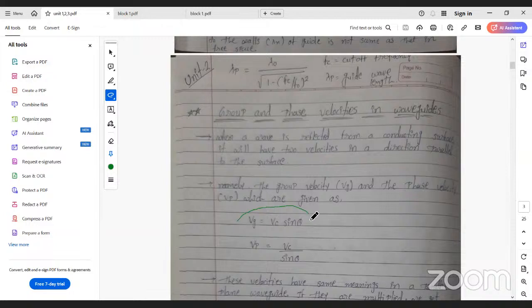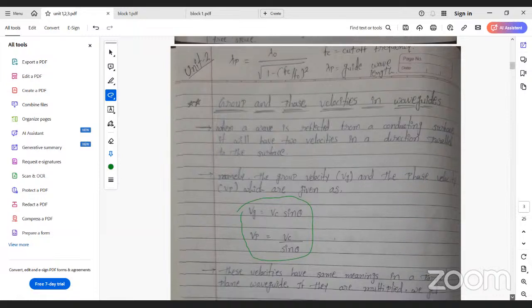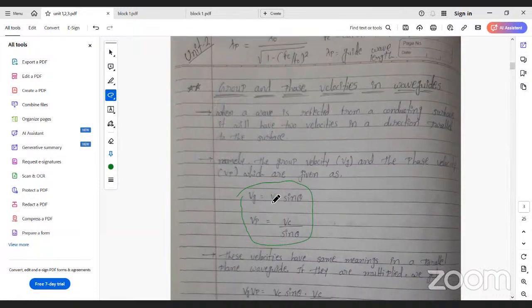And next, what is the formula of phase velocity? Vp equal to Vc by sin theta. And what is the difference between these two equations? Tell me. In group velocity, sin theta is in the numerator. In phase velocity, sin theta is in the denominator.